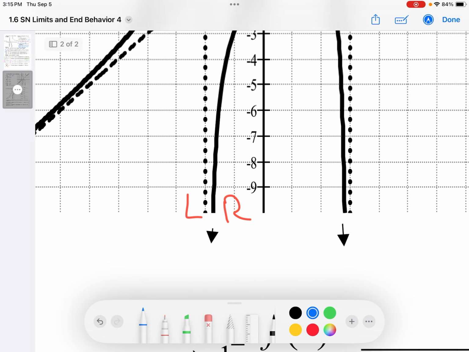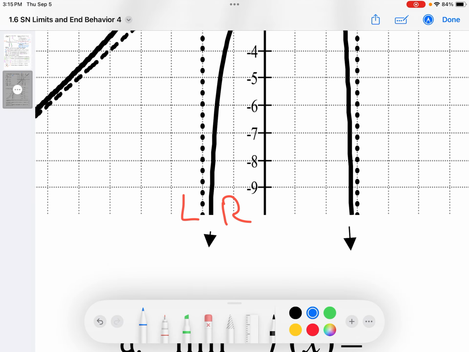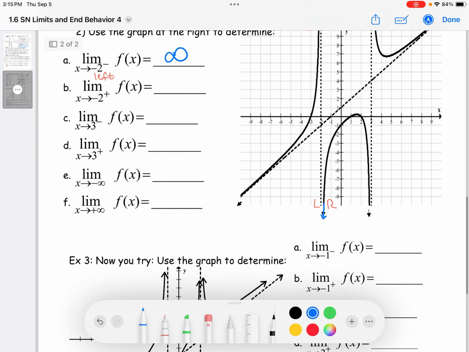On the right, there was nothing on the top, so we look at the bottom. On the left, there's nothing, but on the right, that graph keeps going down. So that right side limit is negative infinity. Negative, of course, because it's down.